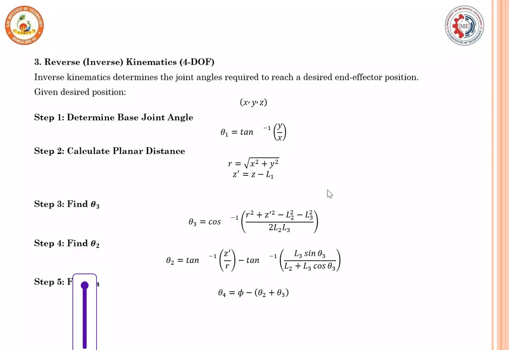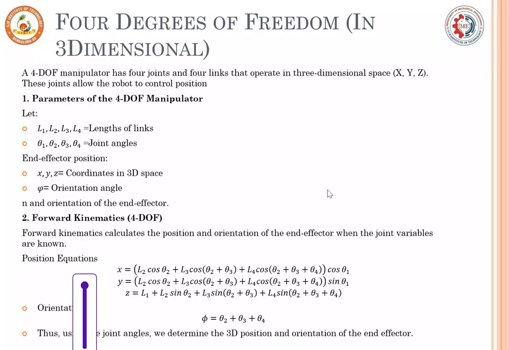After 3 degree of freedom, coming to 4 degree of freedom in a 3-dimensional system, that is the 4 degree of freedom manipulator. Here I have 4 lengths and 4 orientations. So in the forward kinematics, you are going to get the position equations x, y, z and the orientation phi.